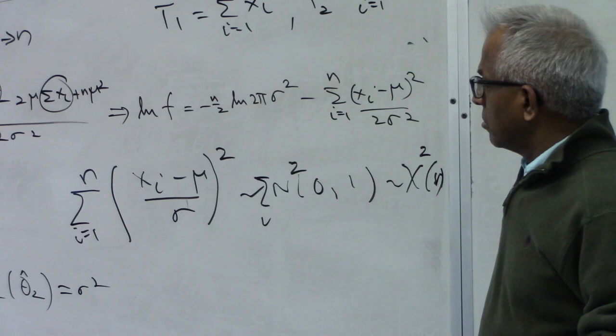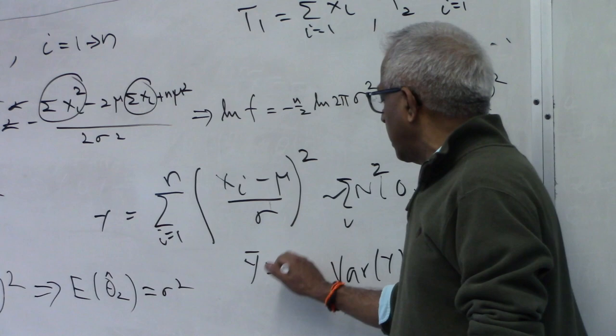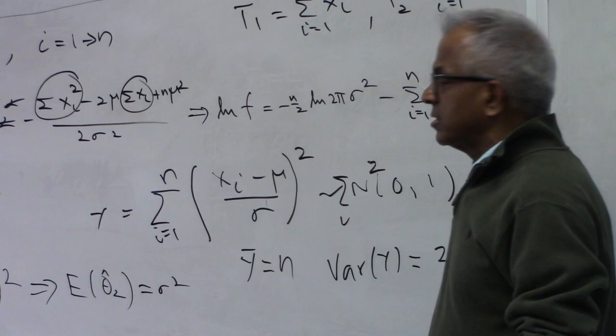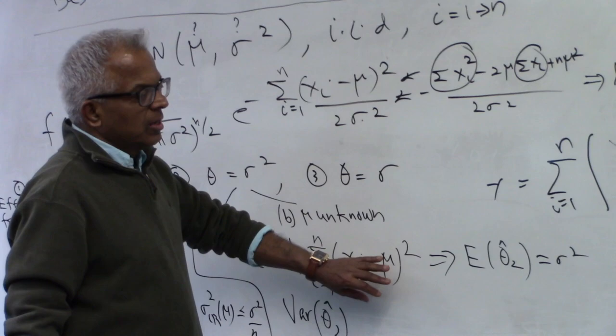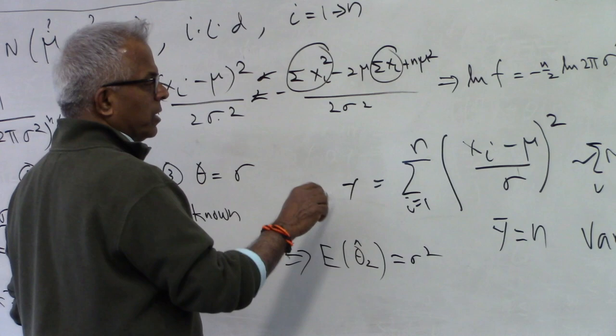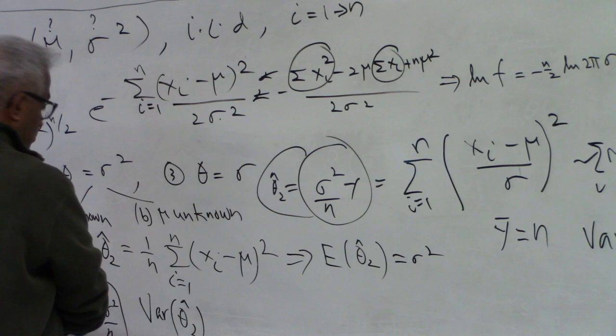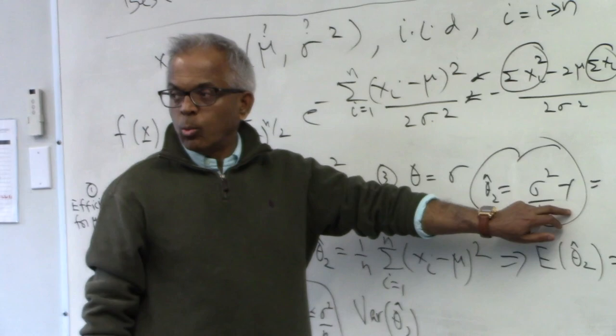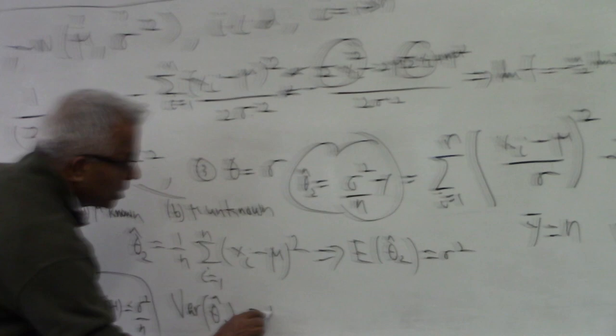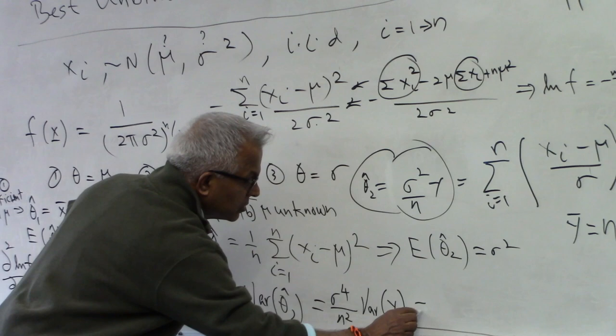And so if I call this random variable y, standard result: the mean of y, y bar, is n, and the variance is 2n. So we can just use that result here. Remember, I want the variance of this. Our estimator is, we should multiply this with sigma squared and divide this by n. So this is theta 2 hat. The variance of this is sigma 4 over n squared multiplied by variance of y. Variance of y is 2n, so n cancels, and you get 2 sigma 4 over n.